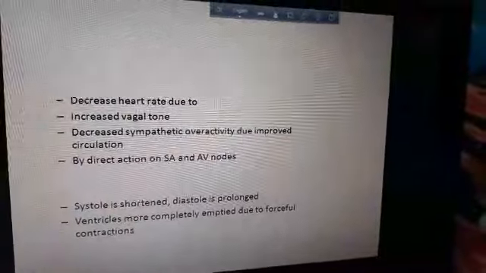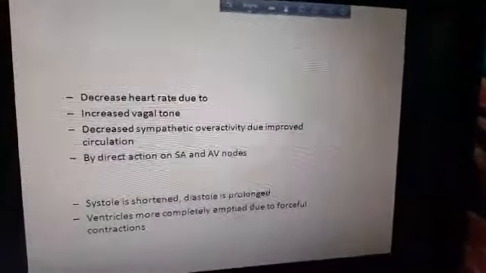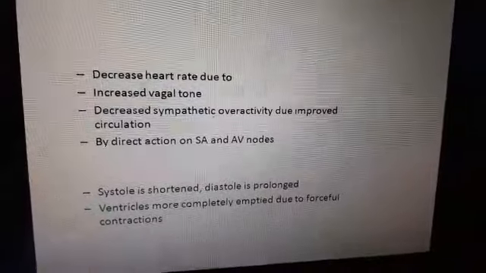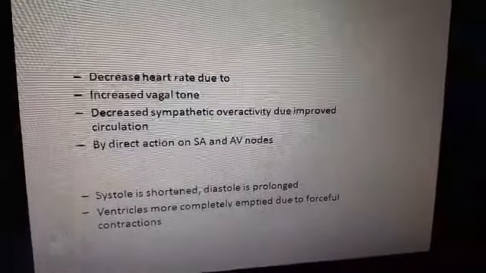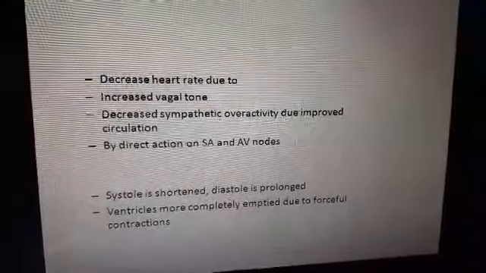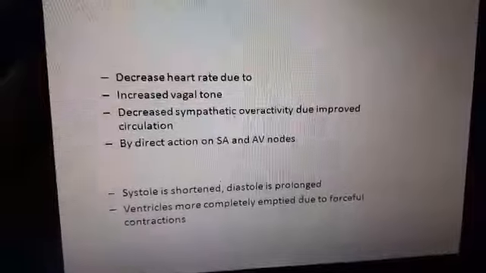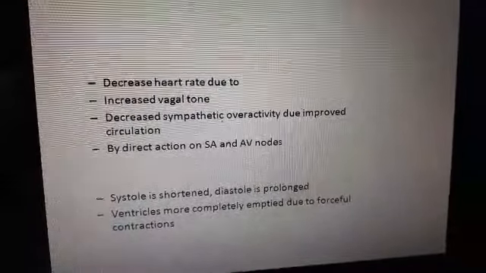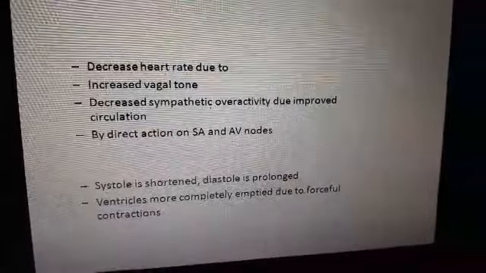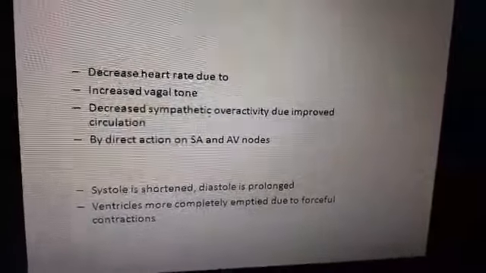Decrease in heart rate is due to increased vagal tone, decreased sympathetic overactivity due to improved circulation, and also direct action on the SA and AV node. Mainly due to increased vagal tone, and also due to decreased sympathetic overactivity from improved circulation, because that includes peripheral circulation. If it is improved, that will also cause decreased sympathetic stimulation, and that will further decrease the heart rate, and that is beneficial for the heart at this time.